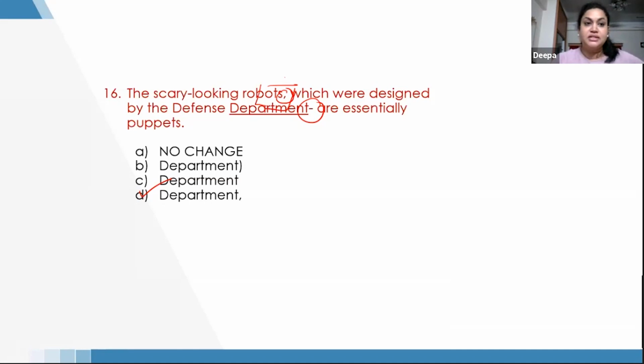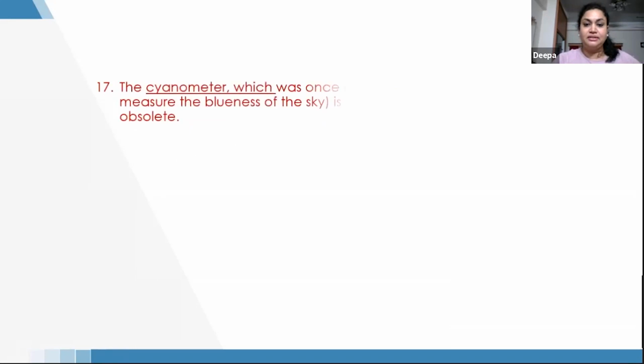Let's go forward with question number 17. The sinometer, which was once used to measure the blueness of the sky, is now obsolete.